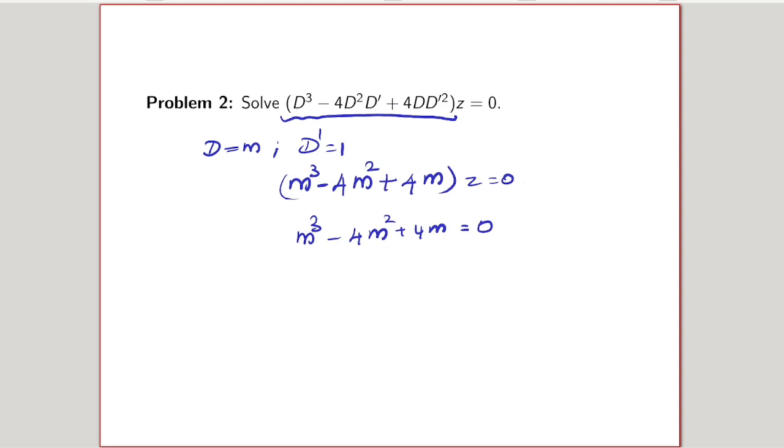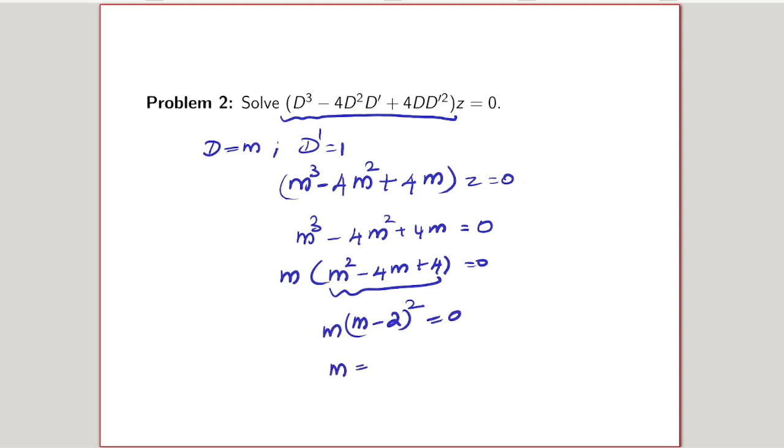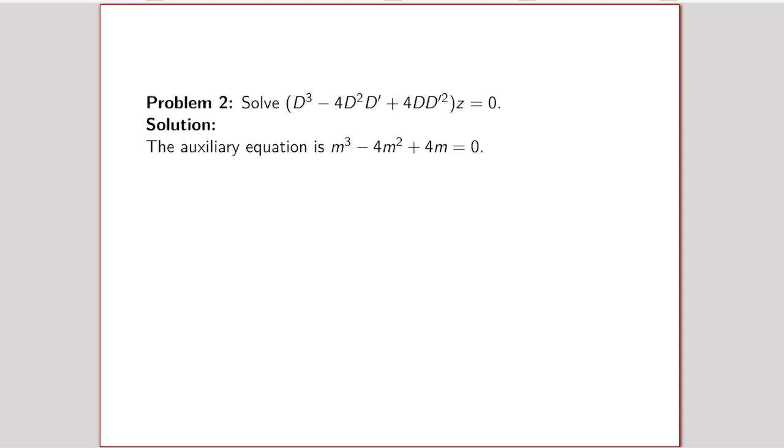Now we have to find the roots of this equation. Since all the terms contain m, we can take m outside. It will be m² − 4m + 4 = 0. We can see that this is (m − 2) the whole square. So m(m − 2)² = 0. We can write the m value as 0. If we equate m − 2 to 0, we will get 2. So the roots of this equation are m = 0, 2, 2.